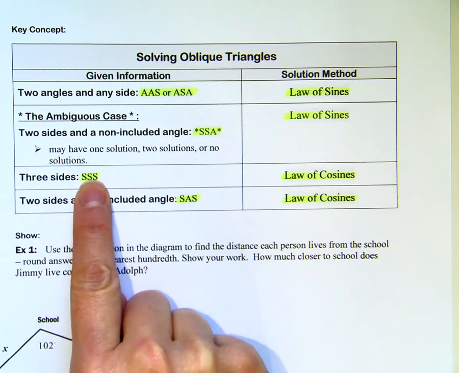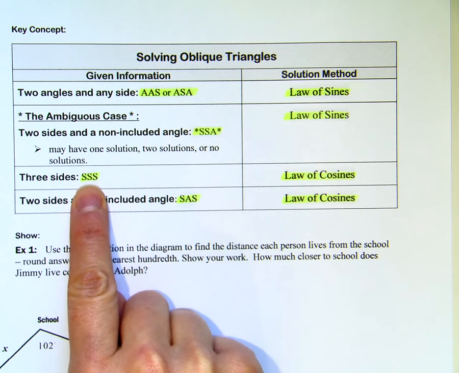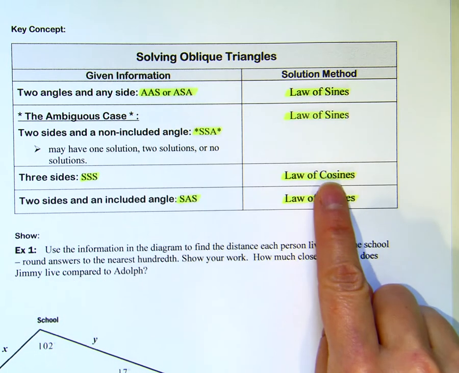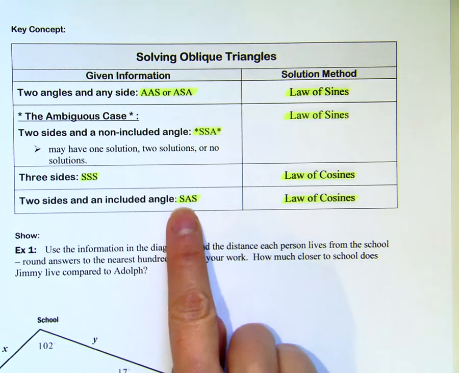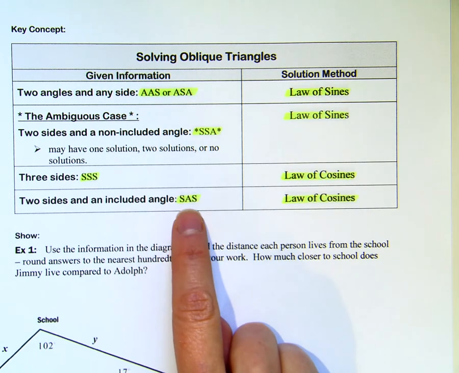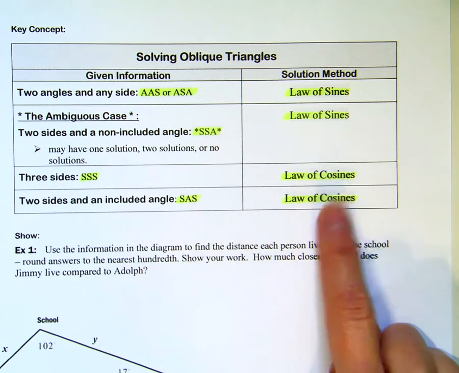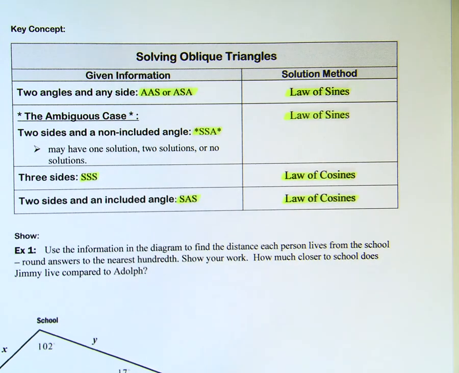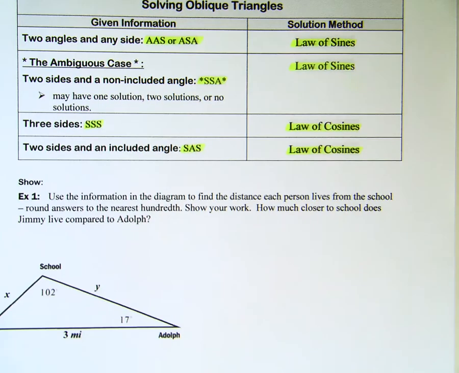Case number 3, SSS. So if we're given 3 side lengths, we're going to utilize the law of cosines. And the last possibility, if we're given 2 sides and the included angle. So if that angle is in between the sides we're given, we're going to use the law of cosines. So let's go ahead and try a couple of problems.